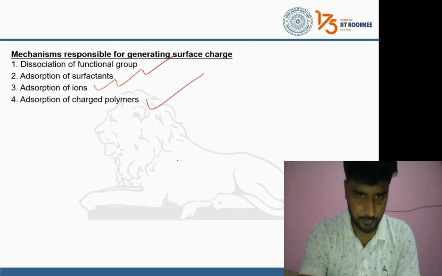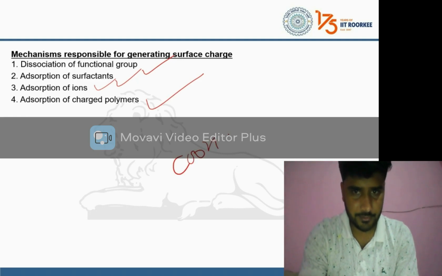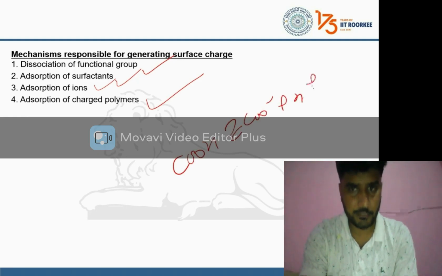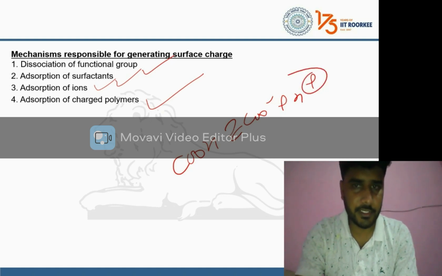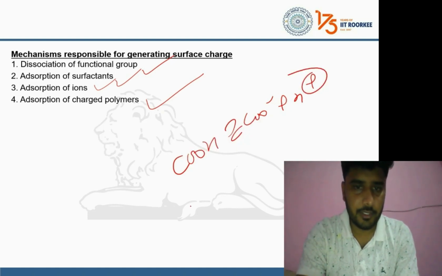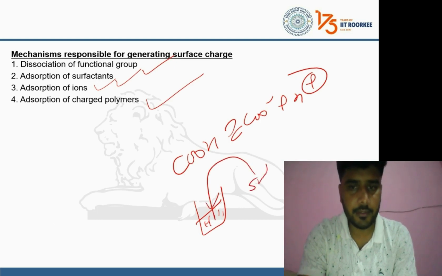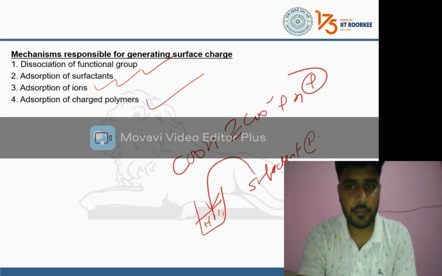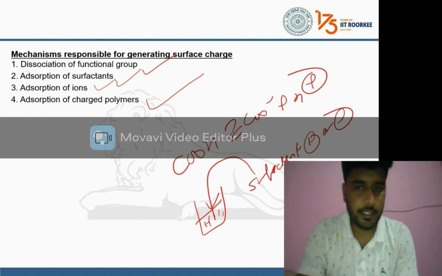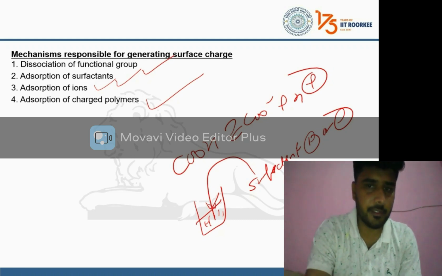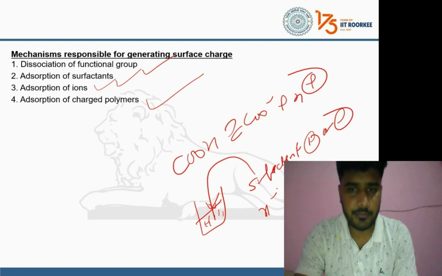If you have a functional group like this on the surface, it may dissociate into COO negative and H positive. This is also a reason for generating surface charge on colloidal particles. Or if you have a colloidal solution and you add a surfactant having positive or negative charge, accordingly it also generates surface charge on the colloidal particle. Similarly, the charge can be H positive or H negative, or maybe any ions. And the fourth one is the adsorption of charged polymers.